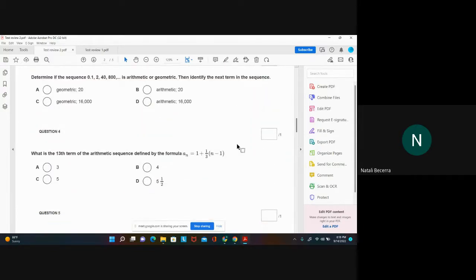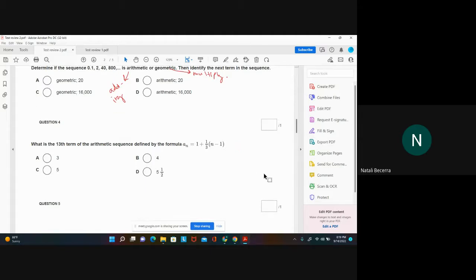Determine if the sequence 0.1, 2, 40, 800 is arithmetic or geometric. Arithmetic means adding. Geometric is when you multiply. Think about it like this: arithmetic starts with an A, adding starts with an A. There's only 2 things you can do. You can either add or multiply. So how do I go from 0.1 to 2? Do I add something? Do I multiply something? I don't know off the top of my head, right? So I'm going to work backwards.